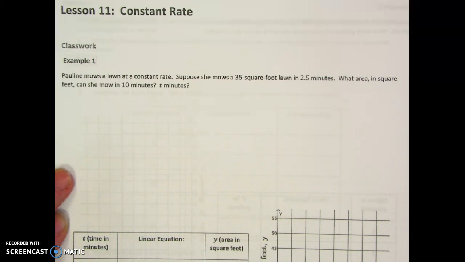Module 4, Lesson 11, Constant Rate. We're going to look at example 1 and example 2 here.